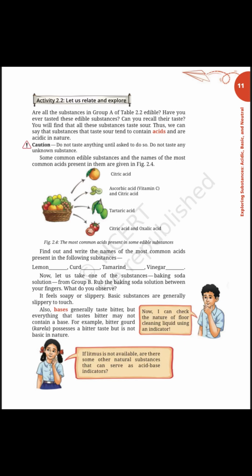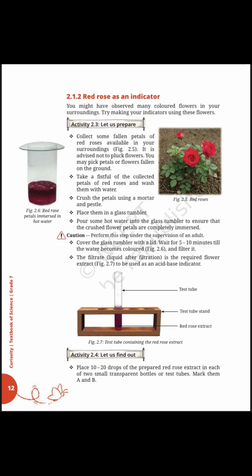Now I can check the nature of floor cleaning liquid using an indicator. If litmus is not available, are there some other natural substances that can serve as acid-base indicators? Red rose as an indicator. You might have observed many colored flowers in your surroundings. Try making your indicators using these flowers.